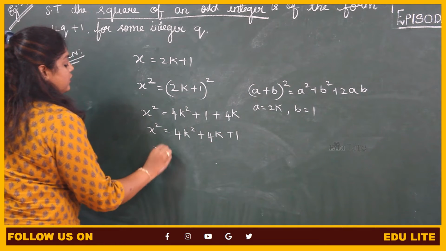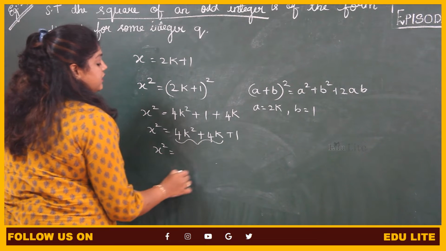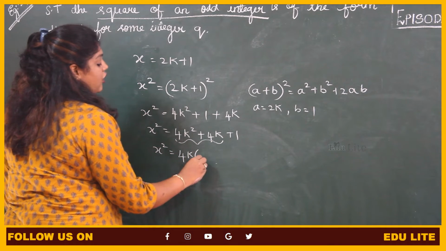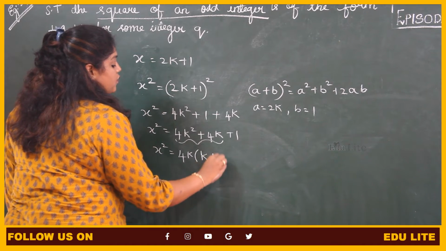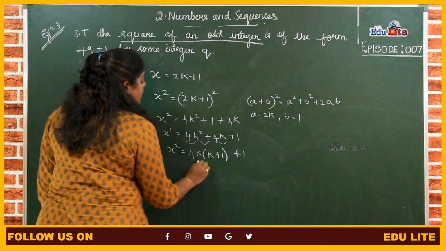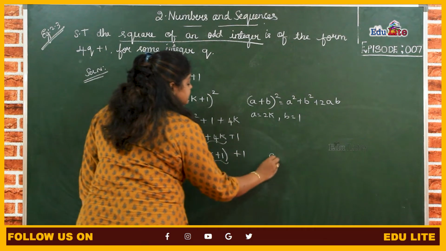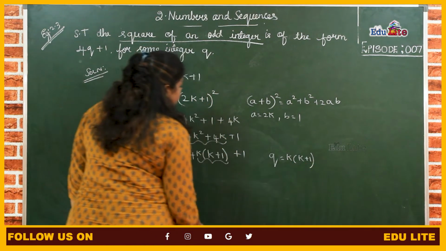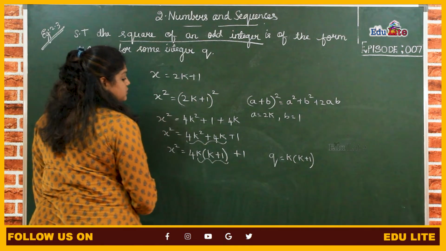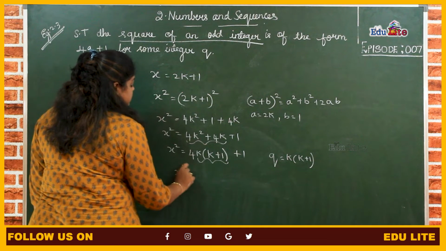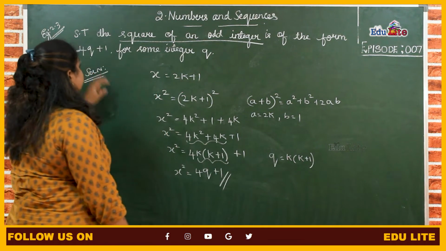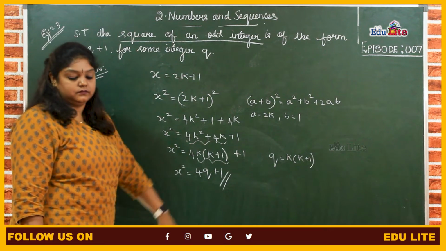Next step, I am going to take 4k common from the first two terms. So if I take 4k in common, I will get k plus 1, and this plus 1. Now I am going to consider this k into k plus 1 as an integer q. So we can replace k into k plus 1 with q, which equals 4q plus 1. This is what we were asked to prove, hence proved.